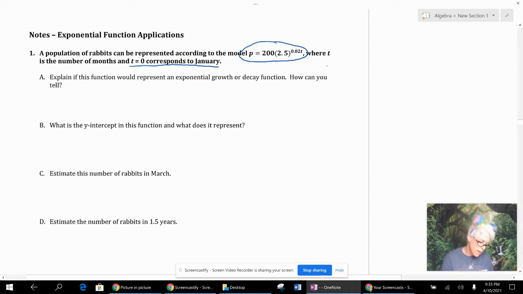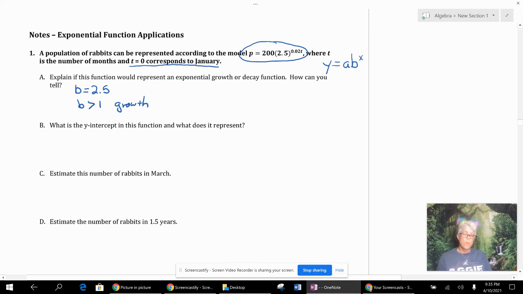And actually, before we even take a look at it, I want to go ahead and write the parent function here again. Kind of get used to that. I wish it was on your formula chart, but it's not. It says explain whether this function would be growth or decay. So what do you think? It would be growth because b equals 2.5, and if b is greater than 1, it's growth. So you want to be able to identify that pretty quickly when you're looking at an exponential function.